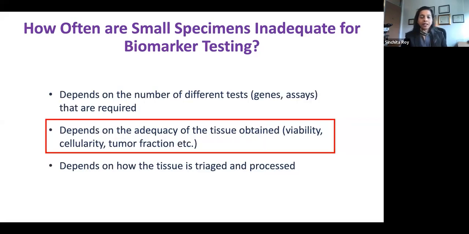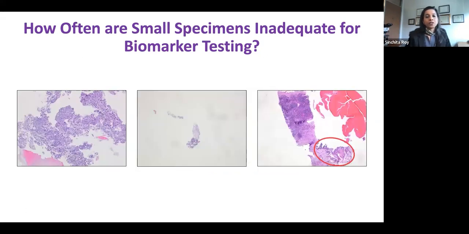The second thing from an adequacy standpoint, it would depend on the kind of tissue that is collected, right? So if the tissue collected is not viable, or if there is very little tumor, or you get a big core of tissue or a lot of specimen, but most of it is just normal cells, that's not going to be adequate for testing. So for example, if I have a cell block like the one here on the left, no question, this is adequate. We have an adequate number of cells. Most of the cells are tumor cells. So the adequacy is not an issue.